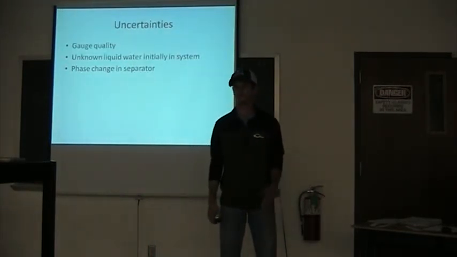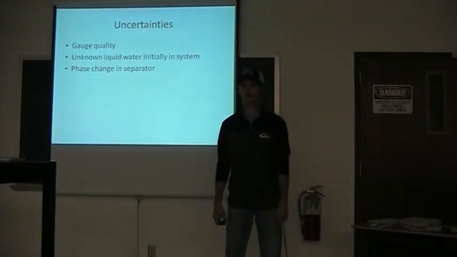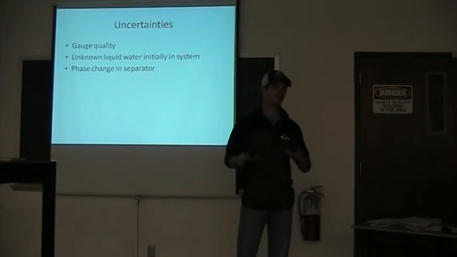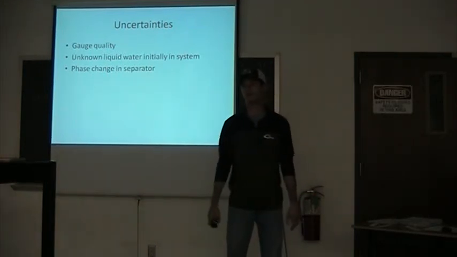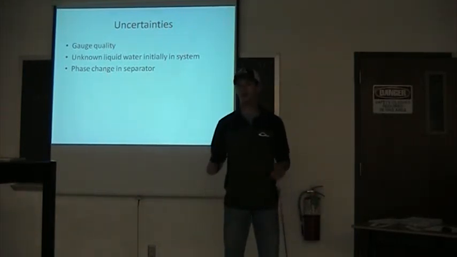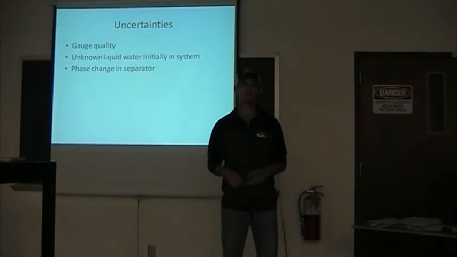Uncertainties would go along the lines of your gauge qualities, how accurate they are. Unknown liquids that are initially in the calorimeter will also throw your measurements off. And if there's any phase changes in the separator, that will also throw off your measurements.